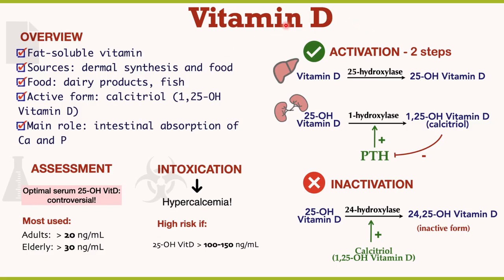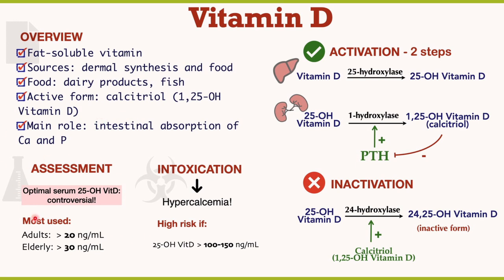Vitamin D is a fat soluble vitamin. It's called a sunshine vitamin because the majority of it comes from the sun, and when the sun rays fall on your skin, this vitamin D is produced. You also get it from food and dairy products, fish, etc. The active form of this vitamin D is calcitriol. Its main role is in the maintenance of calcium metabolism.